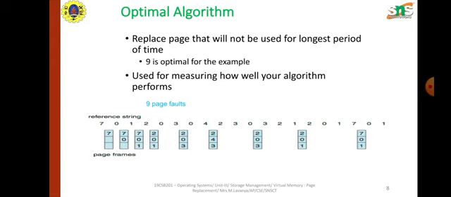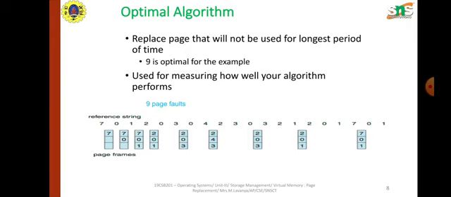Next string arrived is 0. It is allocated to frame 2. The next string arrived is 1. It is allocated to frame 3. Then the value of 2 arrives. Since all the 3 frames are filled, we are going to select the victim frame.